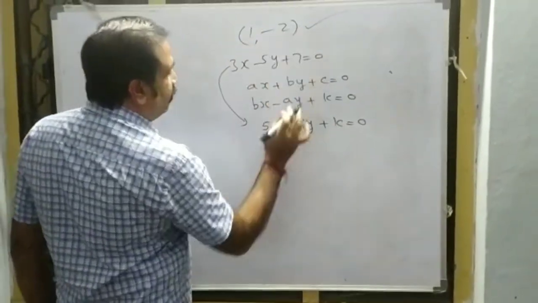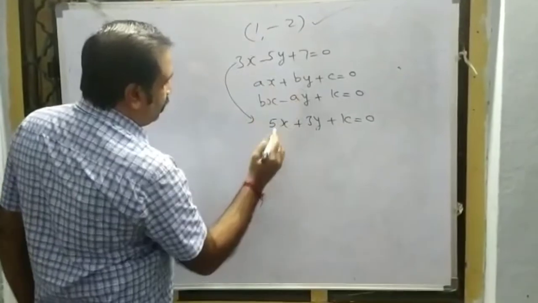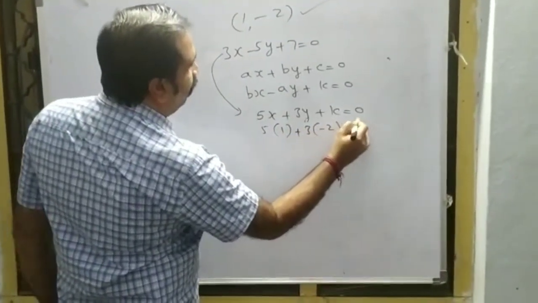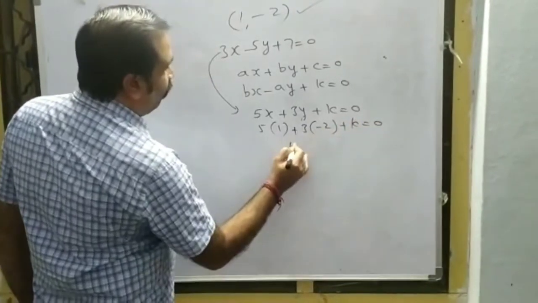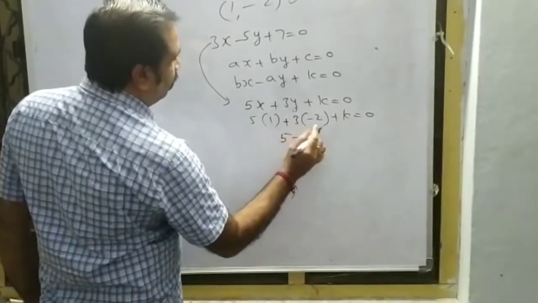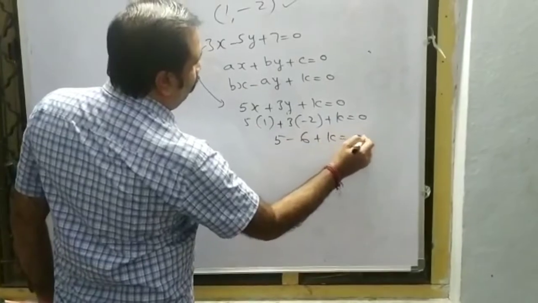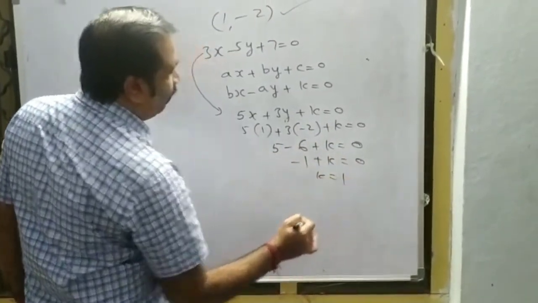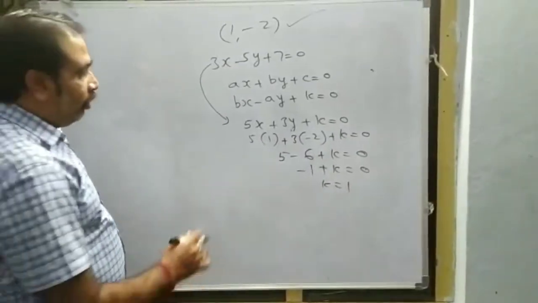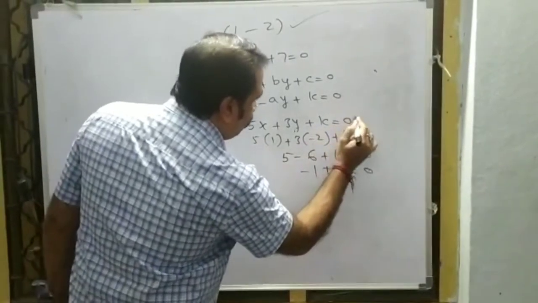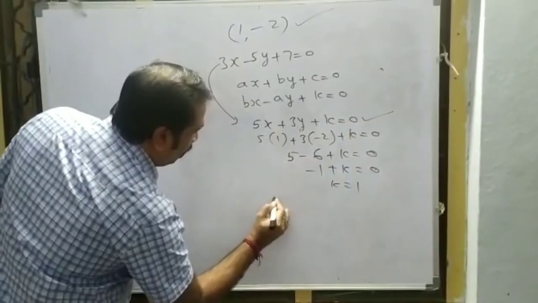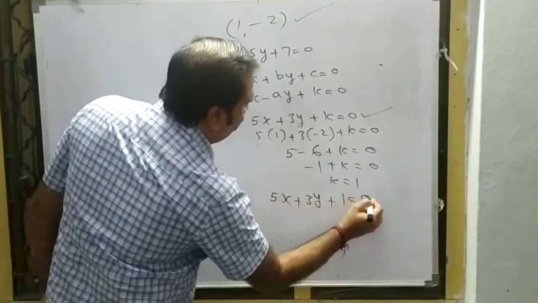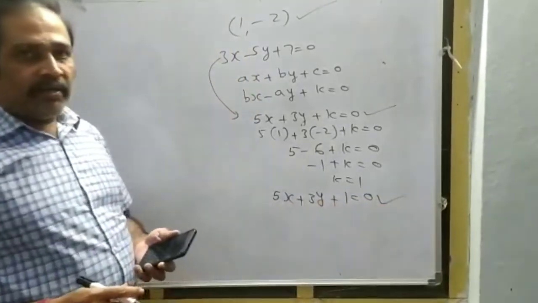Now it is passing through 1 comma minus 2. 5 into 1 plus 3 into minus 2 plus k equal to 0. 5 minus 6 plus k equal to 0. Minus 1 plus k equal to 0. Then what is the k value? 1. So this k value we can substitute in this equation. So the required equation is 5x plus 3y plus 1 equal to 0. Completed.